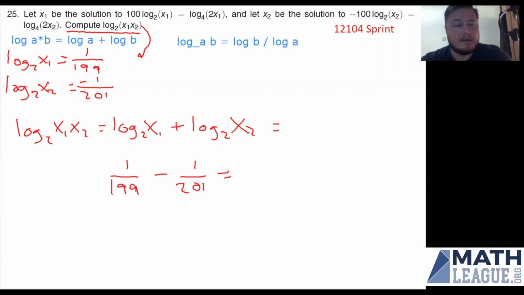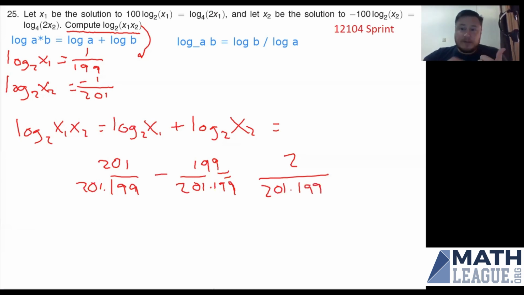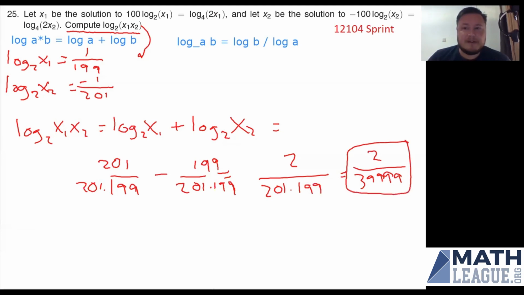So I'm going to multiply the top and bottom of the first fraction by 201. And I'll multiply the top and bottom of the second one by 199. And what we get is 201 minus 199, or 2, divided by 201 times 199. Well, 201 times 199, that's 200 plus 1 times 200 minus 1. So it's 200 squared minus 1 squared. In other words, it's 40,000 minus 1, or 39,999. And a 2 in the numerator. There's our answer. And that's how it's done.